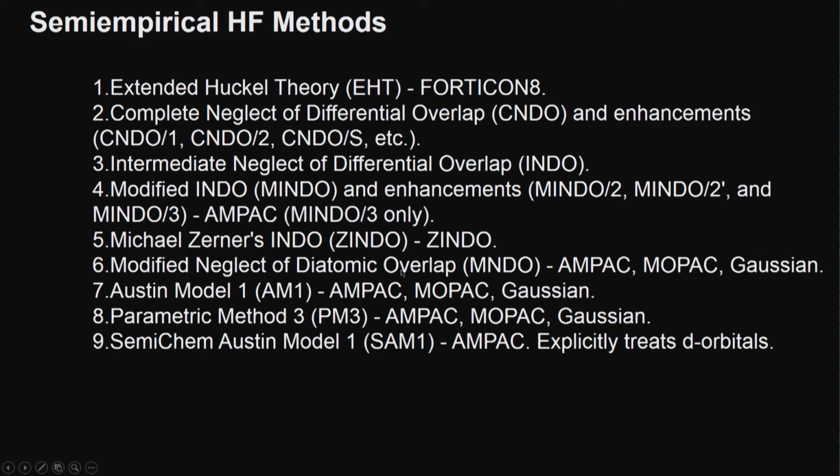Then modified neglect of diatomic overlap, MNDO, in AMPAC, MOPAC, Gaussian; then Austin Model 1, AM1; parametric methods, PM3, in AMPAC, MOPAC, Gaussian, and Semichem. So many different types of methods, and generally I would suggest, if you can use these types of methods, the AM methods and PM3. Of course, MOPAC is also used quite a lot. Although all these methods are popular, generally you can stick to the ones I have marked here.